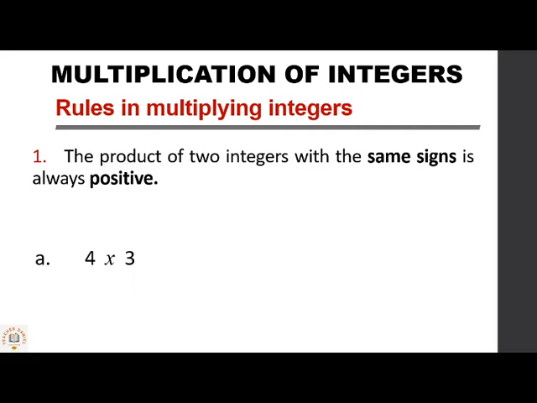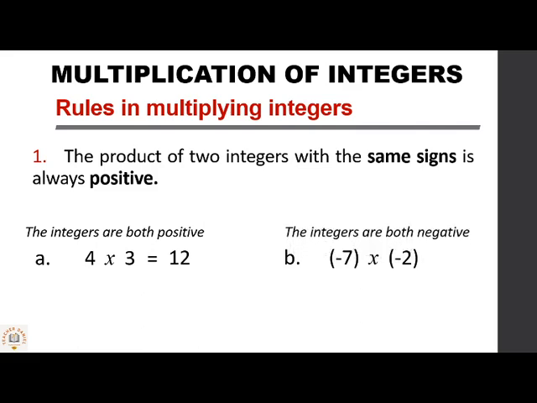For instance, we have positive 4 times positive 3. As you can see, the integers are both positive. So the answer is positive 12. Next, we have negative 7 times negative 2. As you can see, the integers are both negative, so they have the same signs. So the answer is positive 14. So always remember, the product of two integers with the same sign is always positive.